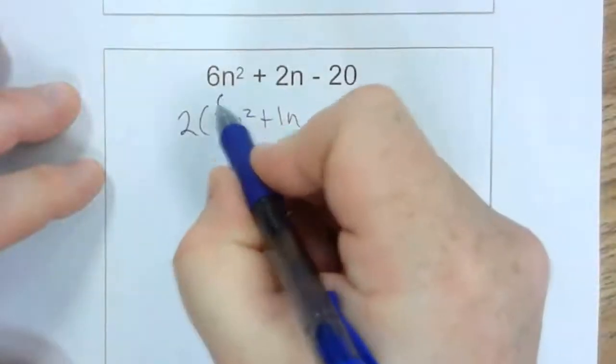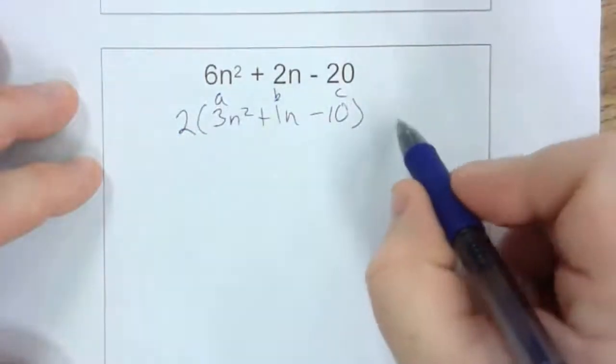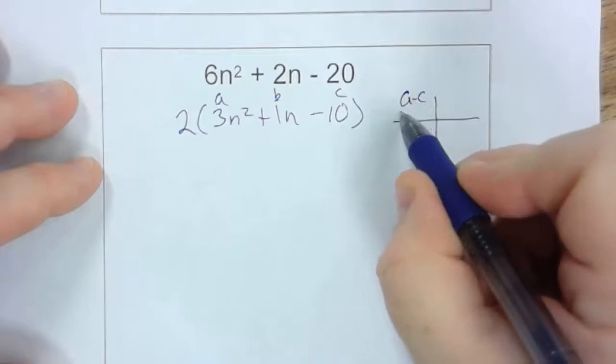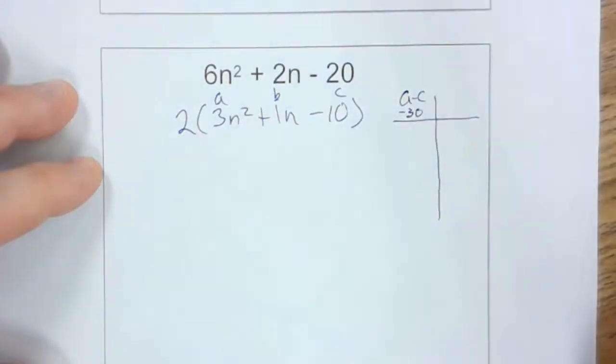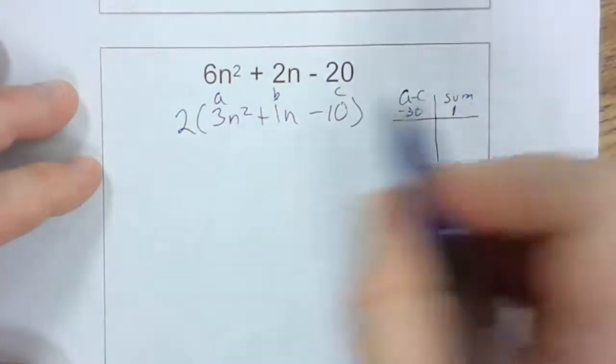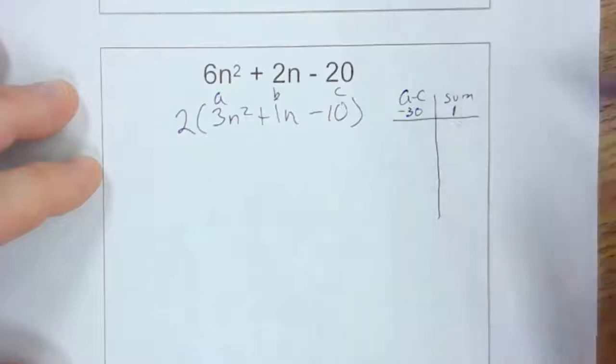So remember, this is a, this is b, and this is c. So we're going to do a times c, and we're going to create a little table here. So a times c gives us a negative 30. And we want to have a sum of positive 1 from the middle of the table here. So in this list, we're going to list all the factors of negative 30.